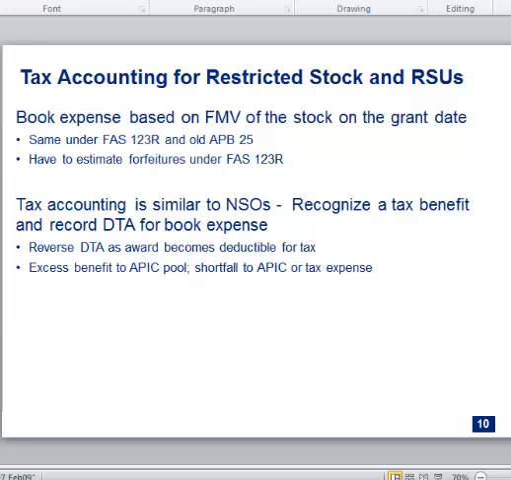So book expense. Like in my example with Cindy, they give her an RSU, the stock's 25, book's expense is 25, they expense it over the vesting period. So if the vesting period is a year, they expense 25 in a year. If the vesting period is 5 years, they expense 5 a year. Okay?